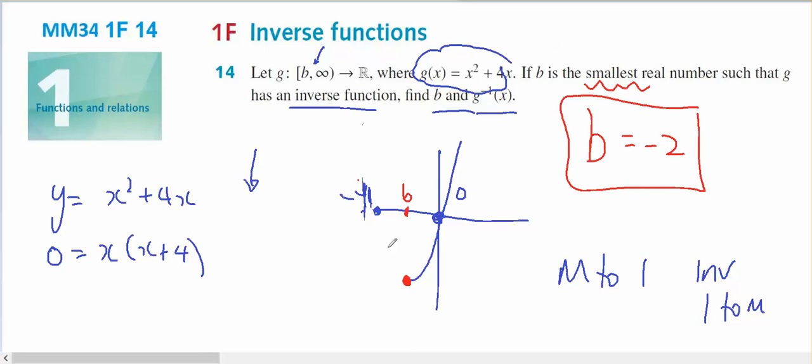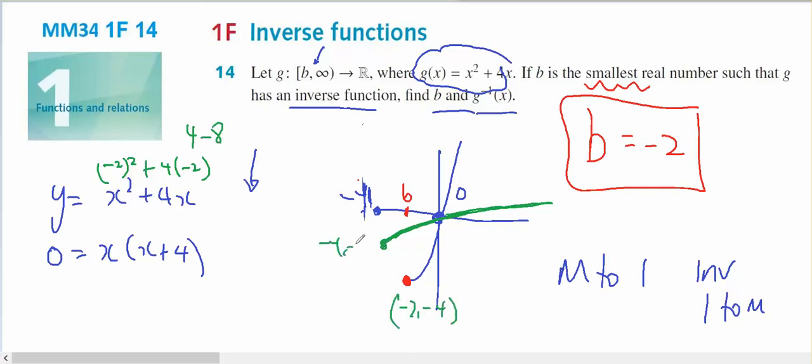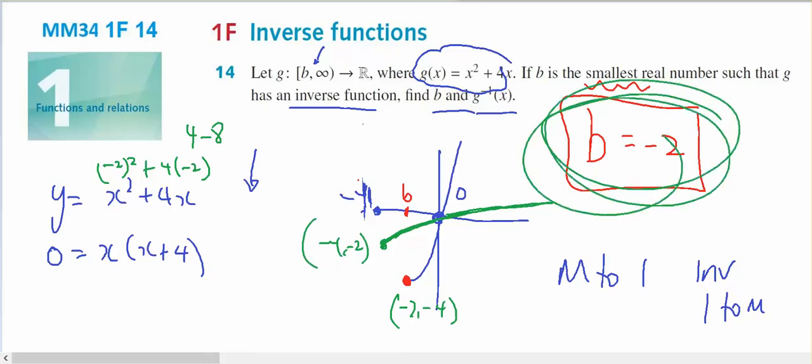And my inverse function will look something like that, where if I put a -2 in there, 4 minus 8, that's going to be at -4. So -2, -4, -4, -2. So b equals -2 is going to be the value of my domain commencement value.